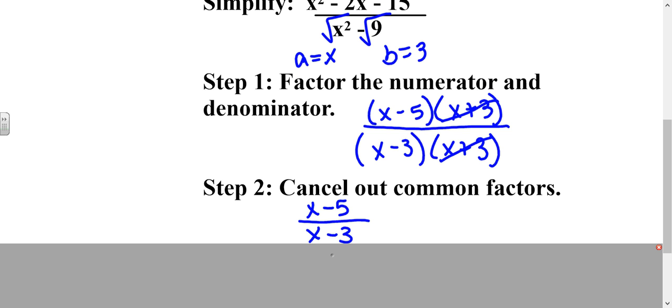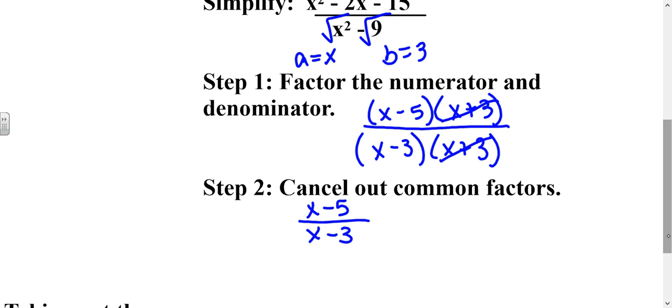I can lose the parentheses because there's nothing else with it. So you can lose the parentheses at that point for those.